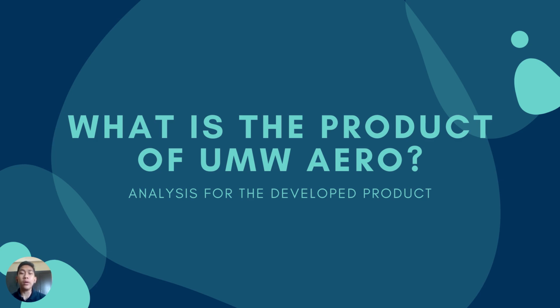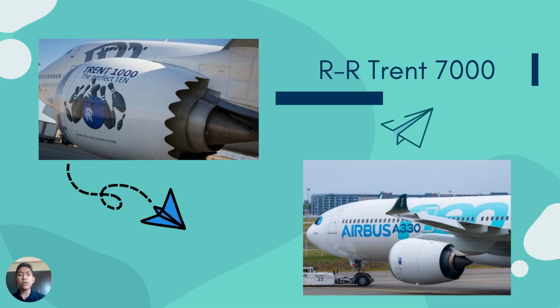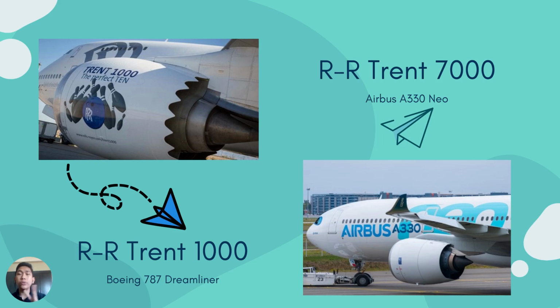So what is the product of UMW Aero, right? We're going to be looking on the analysis for the developed product as well later on in the slides. All right, so I'm going to show, okay, so there is currently 2 products that is produced by the plant. The first one is, you can see the top left, the Trent 1000 aero engine. So what UMW Aerospace produced is just only the fan case kit, right? So Trent 1000 is used in Boeing 787 Dreamliner, while the Trent 7000 is used in the Airbus A330neo. So both of them is the fan case kit, right?